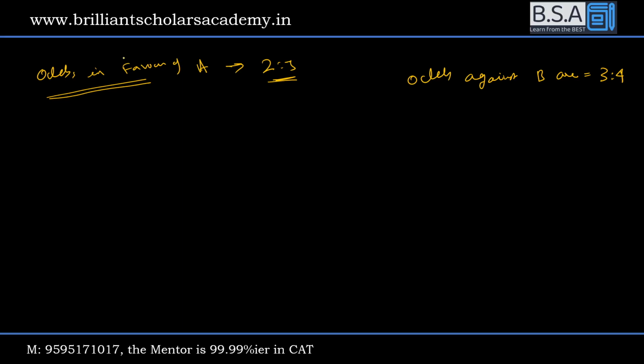When you say odds in favor, तो हमेशा सामने favorable outcome होता है और आखिरी में against. So there are 2 outcomes in favor of A. There are 3 outcomes against A. There are total 5 outcomes. That is probability of A.